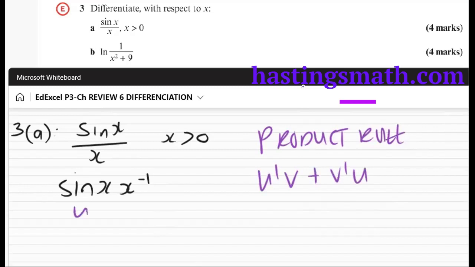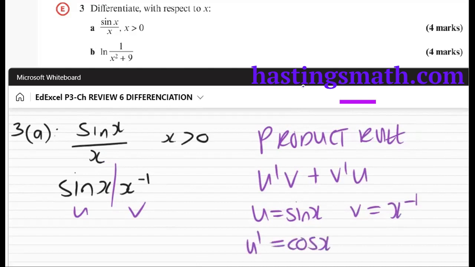So if we let sine x be our u and x to the minus 1 be our v, then u equals sine x and v equals x to the minus 1. Then u dash equals cos x, positive, and v dash becomes negative 1 times x to the minus 2. Okay, u dash v goes this way. u dash v is x to the minus 1 cos x.